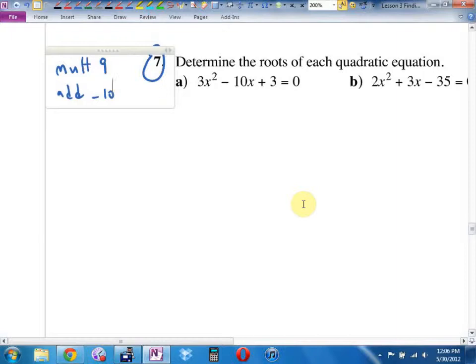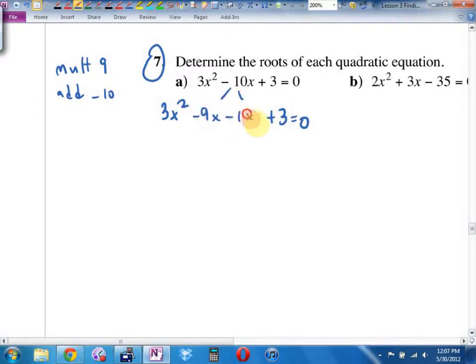What are two numbers that multiply to 9 and add to negative 10? Negative 9 and negative 1, because negative times negative is positive 9. And, oh, was that all? Was that it? I'll keep going anyhow. I drop the 3x squared. I drop the plus 3 and the equals 0. I break this up into negative 9x, negative 1x.